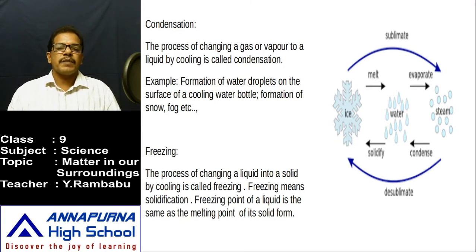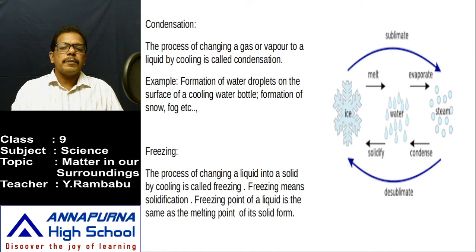We observe water droplets. How are these water droplets formed? Simply, that is due to condensation of water vapor present in the atmosphere. Around us, what is there? Air. The air contains water vapor particles, that means water in gaseous state. When these particles of air move, they come in contact with the cold water bottle.